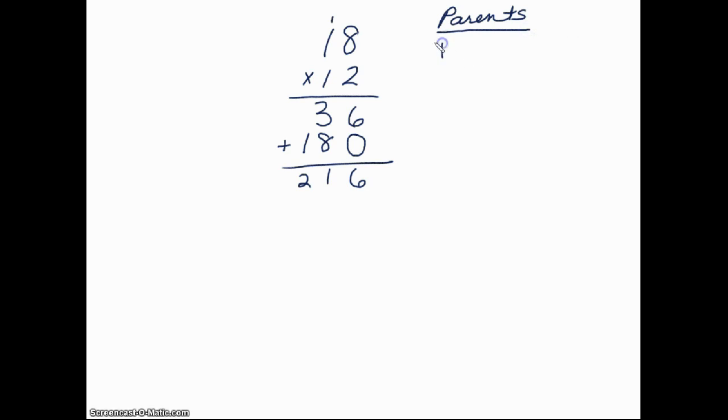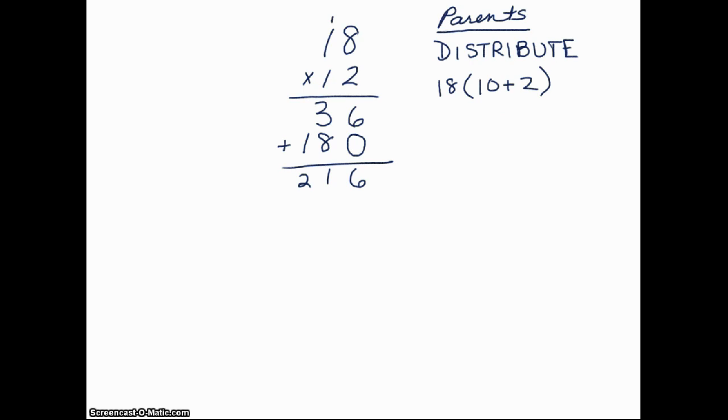And all we're doing here is we are using basic distributive property. And if you recall distribution, all you're doing is you're taking your 18, putting it here, and then multiplying it by the sum of 10 and 2, because 12 is nothing more than 10 plus 2.